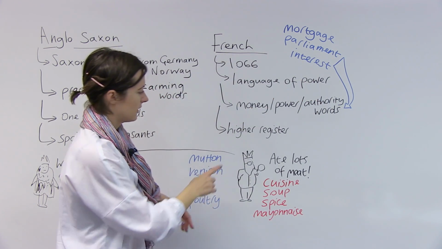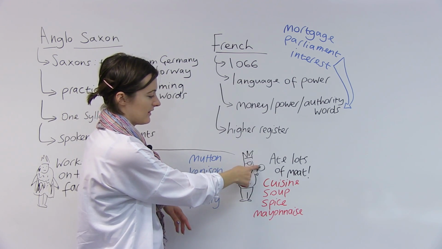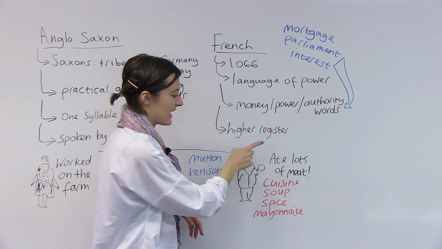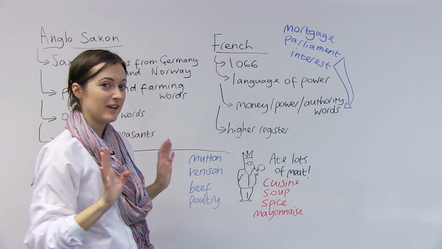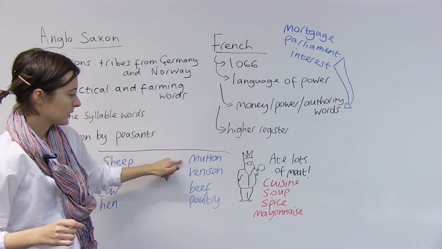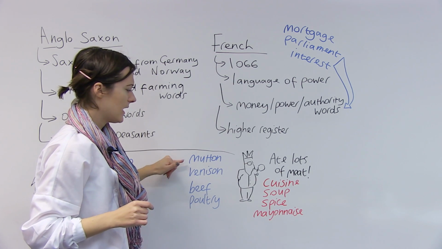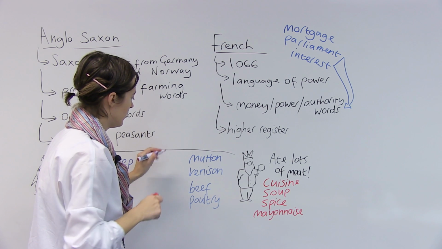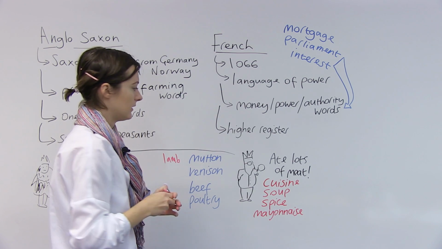Meanwhile, the kings and the rulers ate lots of meat, and they had different words. They didn't touch the animals on the farm. They just ate the animals. They had the word mutton. Mutton is an old sheep. We don't actually really eat mutton now in England. We eat lamb, which is a younger sheep.